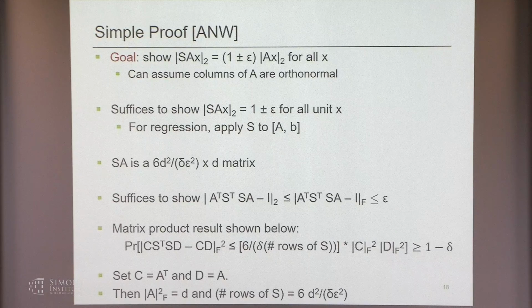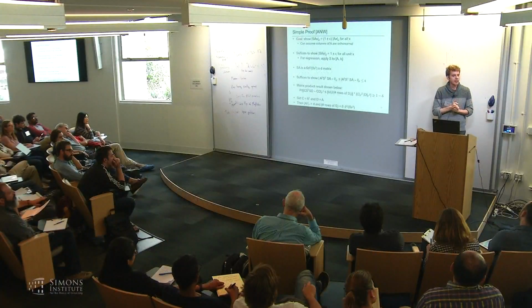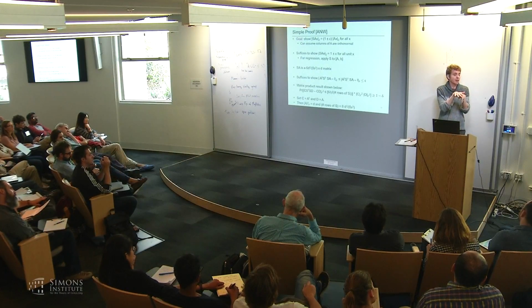Question, Fred. Does this imply that this d squared is somewhat artificial? No, actually for the CountSketch matrix, d squared is tight. One way to look at that is to look at the identity matrix. One way of viewing the CountSketch matrix is hashing rows into buckets. And if you have fewer than d squared rows in your sketch, then you'll get a collision.